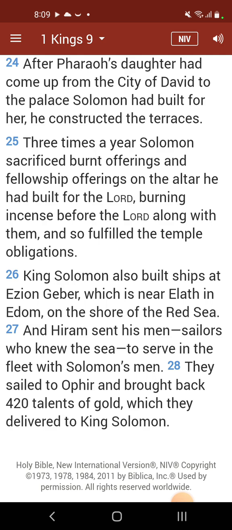King Solomon also built ships at Ezion-Geber, which is near Elath in Edom, on the shore of the Red Sea. And Hiram sent his men, sailors who knew the sea, to serve in the fleet with Solomon's men. They sailed to Ophir and brought back 420 talents of gold, which they delivered to King Solomon.